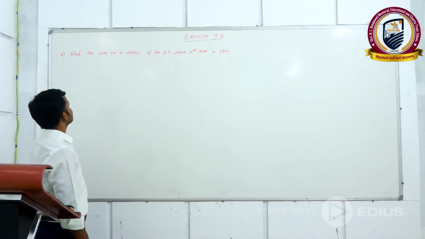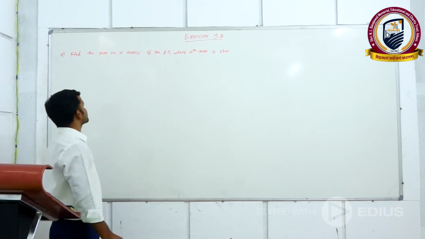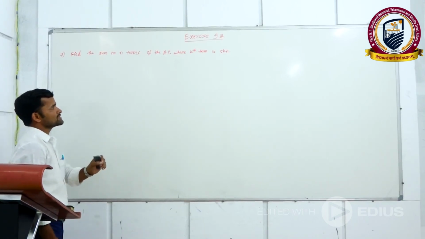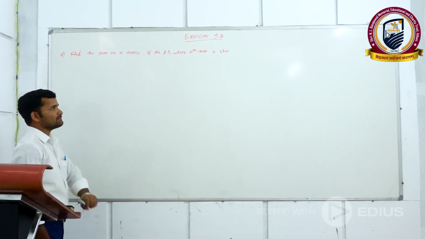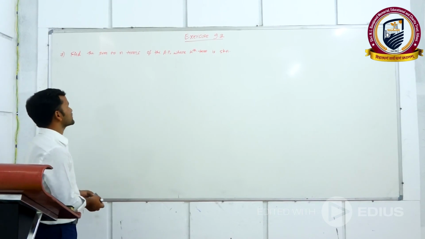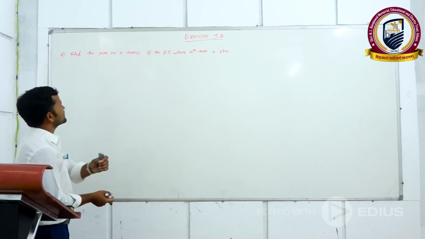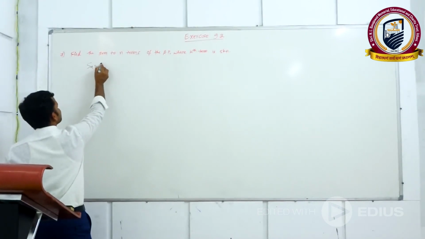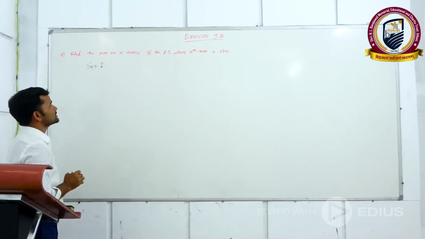Exercise 9.2, question number 7 we are going to solve now. Find the sum to n terms of the AP whose kth term is 5k plus 1. The kth term we can take as a general term. We need to find the sum to n terms, means Sn is equal to question mark here.